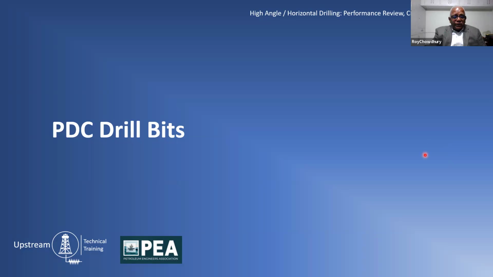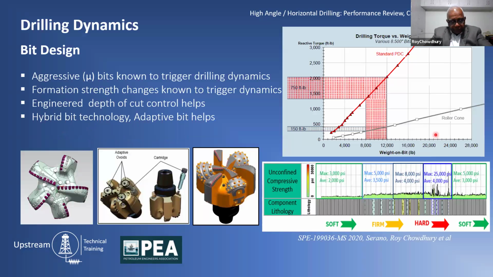So now let's have a look at how the drill bit, like I said in a slide before, if you have a roller cone bit, your torque fluctuation is very little. This is weight on bit and torque, a rotary torque, reactive torque diagram. Obviously the slope of this line is called the aggressiveness of the bit.